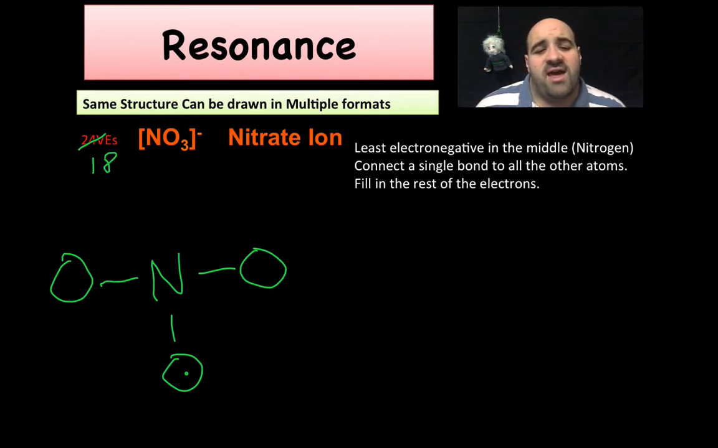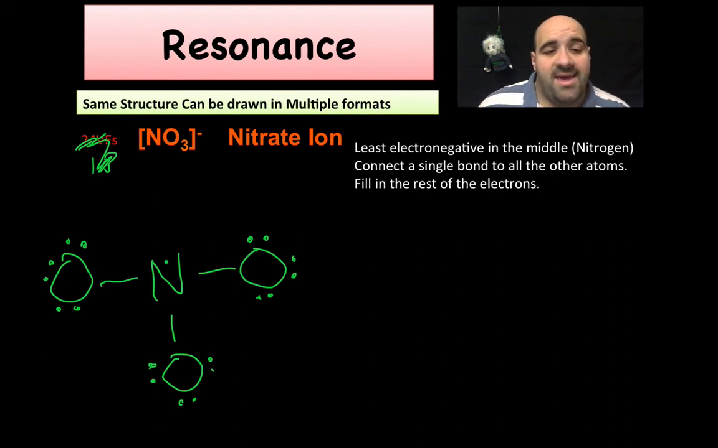Well, none of these oxygens have an octet, so I'm going to put 6 electrons around each oxygen to make our octets. Each oxygen is going to get 6, and we owe 2 more down here. I didn't forget. And now we've used all 24 of our valence electrons. The problem is nitrogen does not have an octet. And we have to do something to give nitrogen an octet. Essentially, we have to take 2 electrons from one of the oxygen atoms and make a double bond.